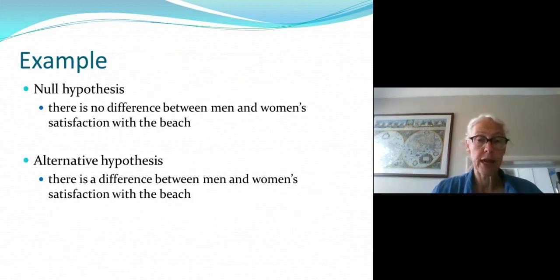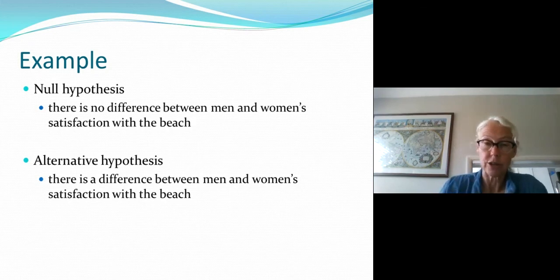So some examples here. The null hypothesis: there's no difference between men and women's satisfaction with the beach. And the alternative hypothesis: there is a difference between men and women's satisfaction with the beach. Now, although you're probably setting out to test your alternative hypothesis, that there is a difference, actually statistical tests test the null hypothesis, the first of those. They test that there's no difference. And if there's only a very slim chance of there being no difference, then you reject the null hypothesis and accept the alternative hypothesis.